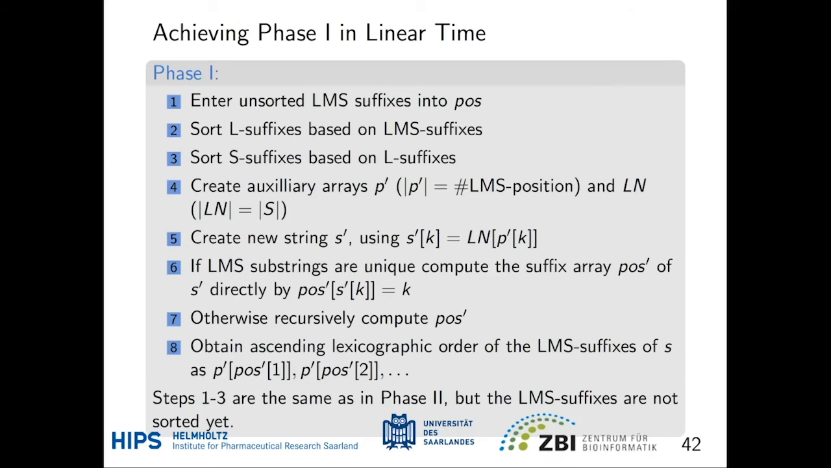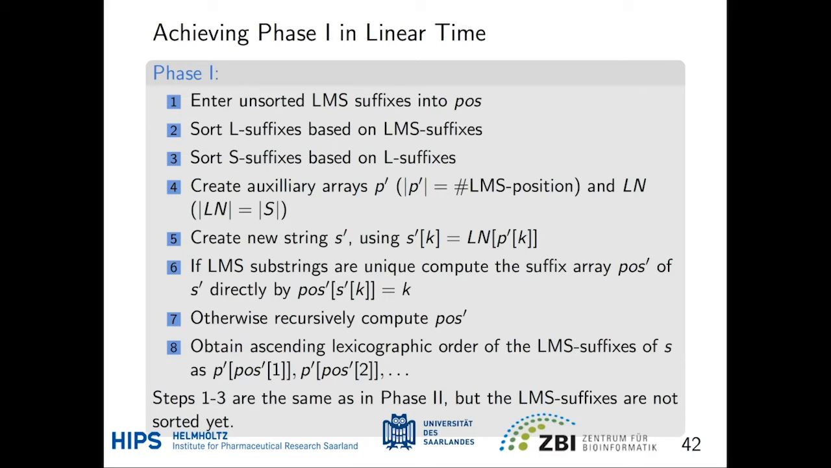Now we need to go back and describe phase 1. Phase 1 proceeds as follows. First, we enter unsorted LMS suffixes into the suffix array. Then we sort all L suffixes based on these unsorted suffixes. Then we sort all S suffixes based on sorted L suffixes. Then we will create several auxiliary data structures, arrays of different length, that will allow us to reconstruct the correct sorting of LMS suffixes in case when all LMS substrings are unique.